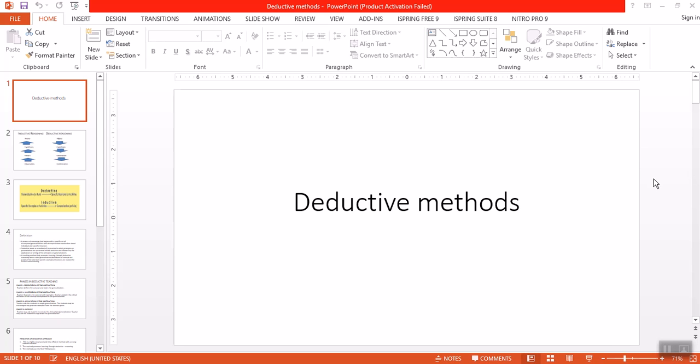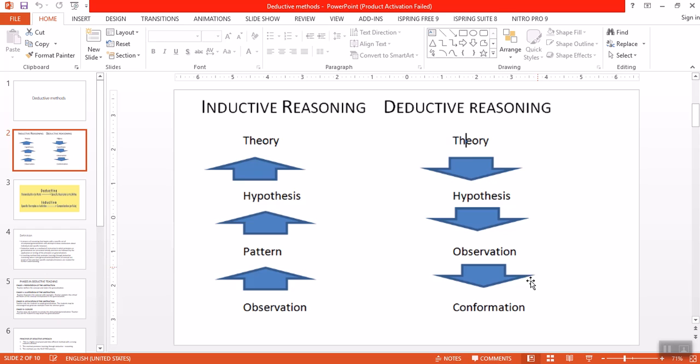Well, this is the second method, the deductive method. The deductive method is exactly opposite to the inductive. As I have already said, in the inductive method, teachers begin with examples. Here in the deductive method, teachers begin with the theory or the concept or the generalization first, and then examples, and then confirmation of examples comes at the end.